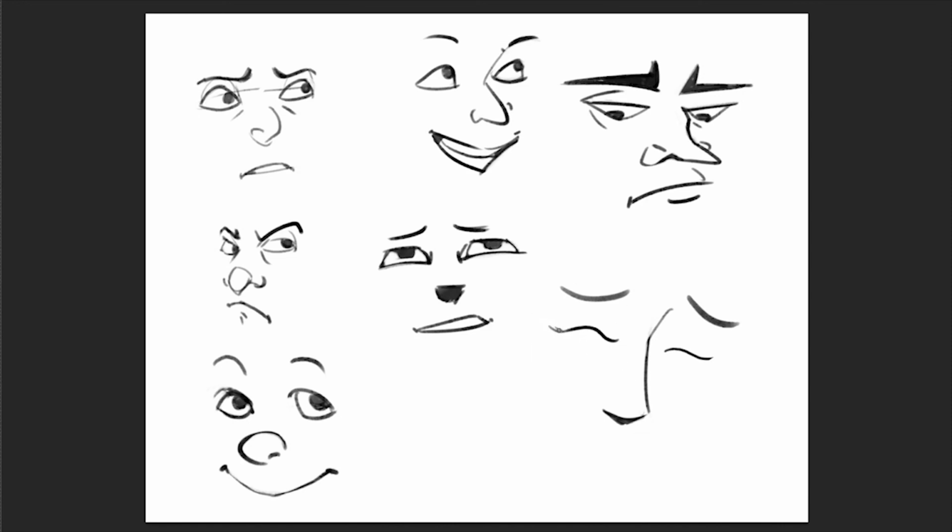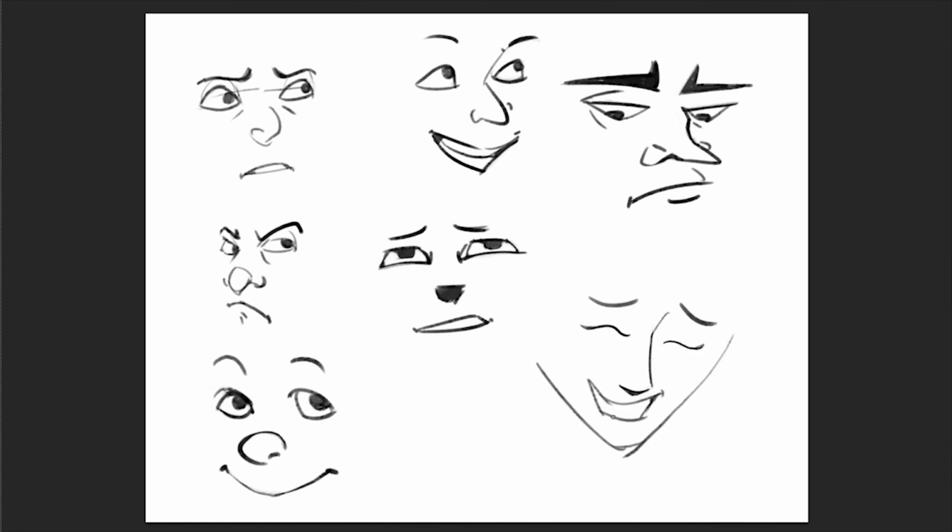Give this exercise a try. I'm filling up the page with as many faces as I can without causing too much clutter, but I highly recommend you fill the page as much as possible.